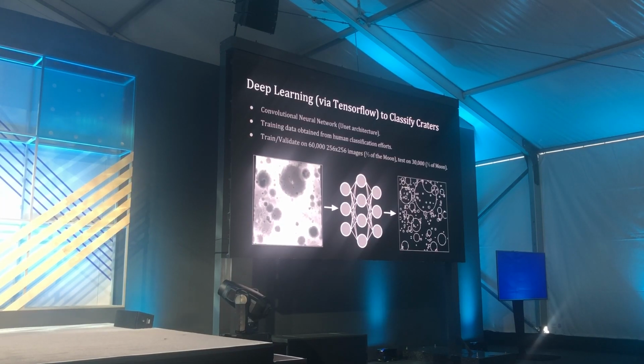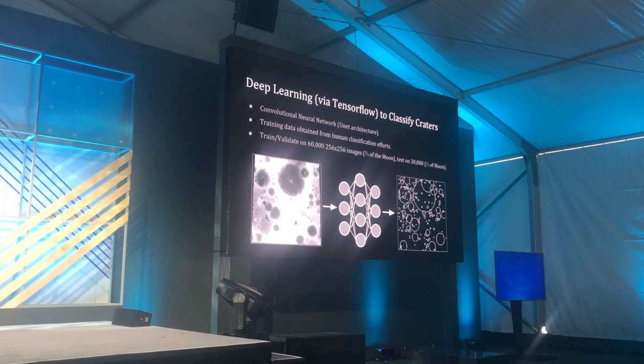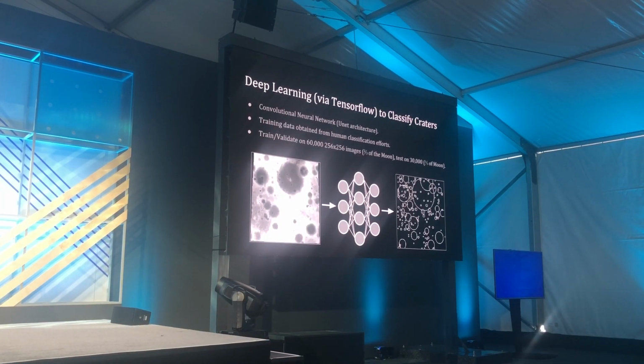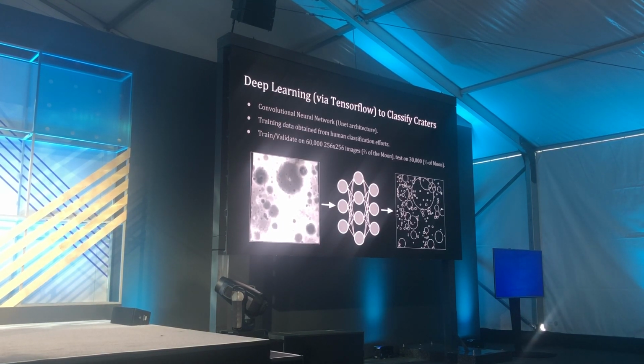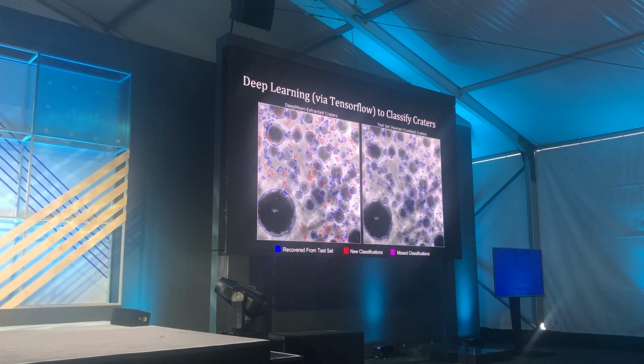It's particularly a convolutional neural network, and we obtain training data from many human experts who painstakingly classified all these craters. And then we train and validate it on 60,000 images, which is about 2/3 of the moon, and then we test it on the remaining third. So these are the kind of predictions that we get.